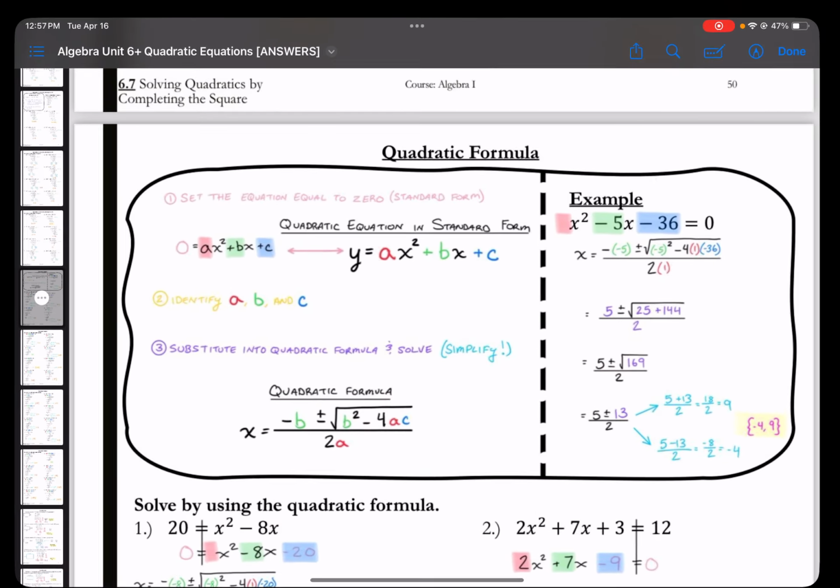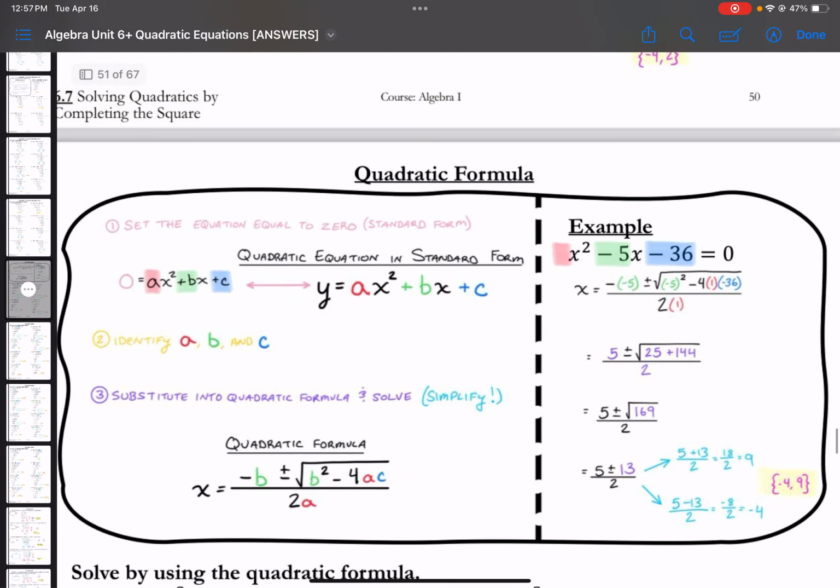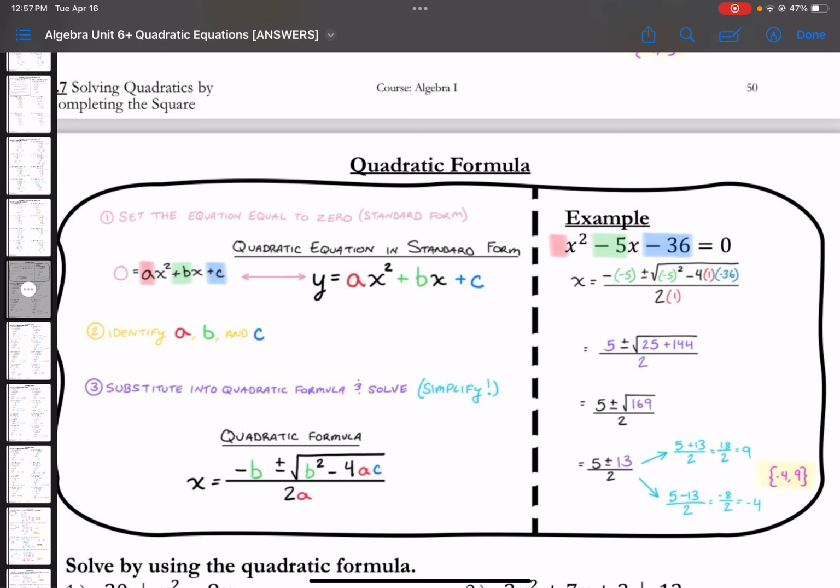So go ahead and take these notes. Pause the video here so you can take your notes. Once you've written down the notes, the main thing is to memorize it. We're doing a lot of substitution here, so there can be many calculation errors.